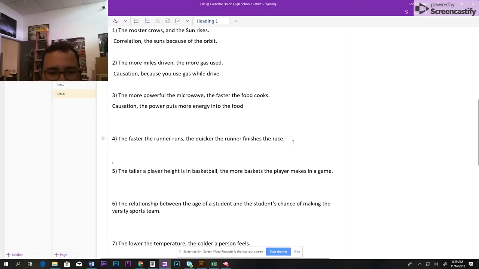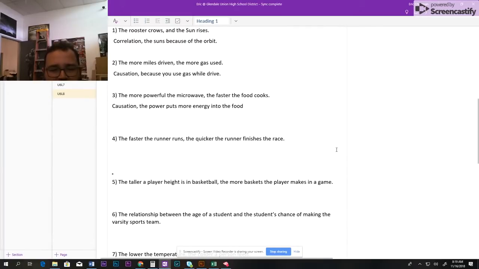Okay? The faster the runner runs, the quicker the runner finishes the race. That is true. That is a causation. Okay, causation because running covers more distance, which lessens the time to the finish line.